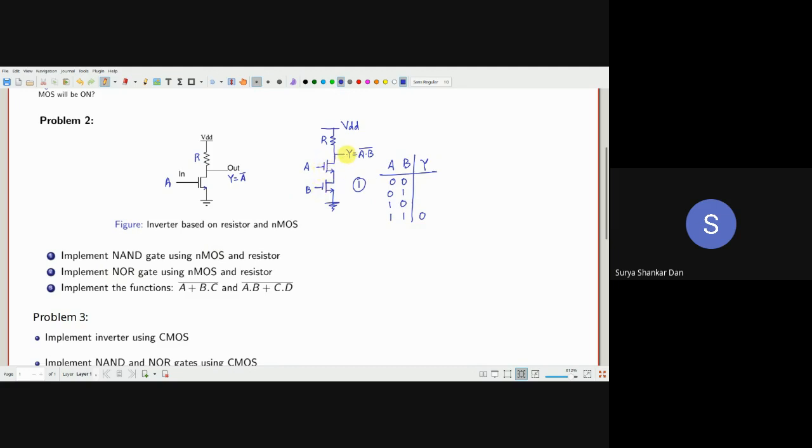So that means the output will always be high because the output node will be charged through the resistance R. So this is the output. Therefore, if you are putting it in series, it will always behave like a NAND gate. Now for the NOR, we need to put the inputs in parallel, in shunt. Let's do that.